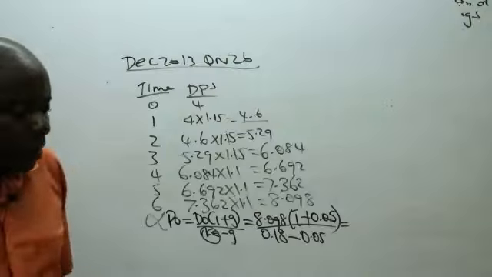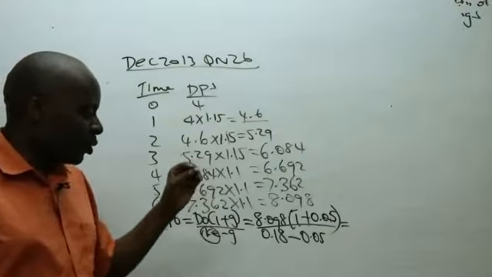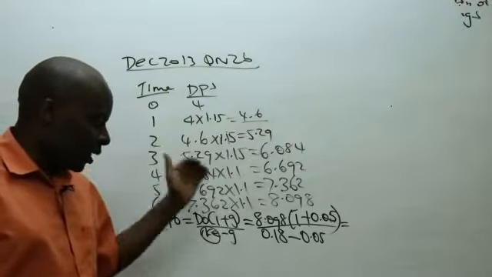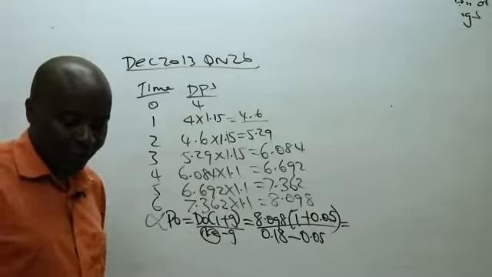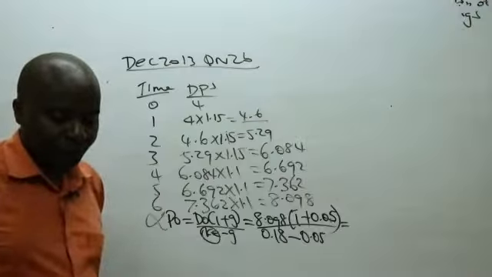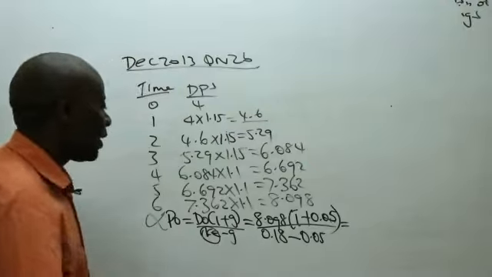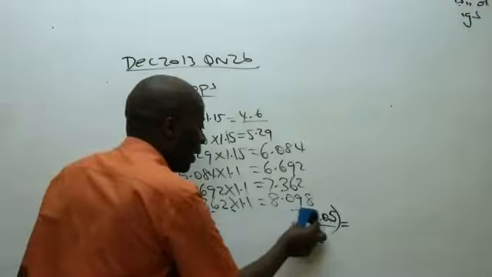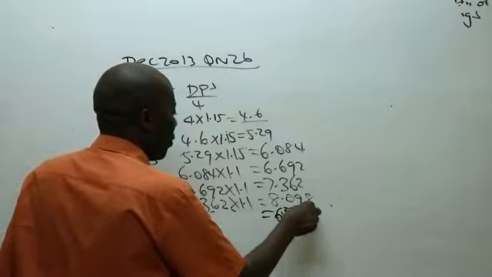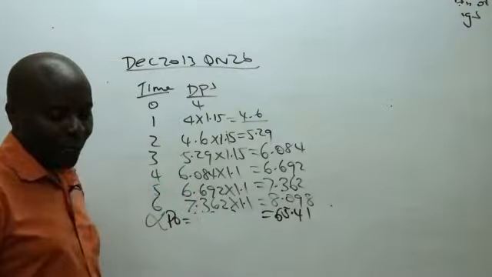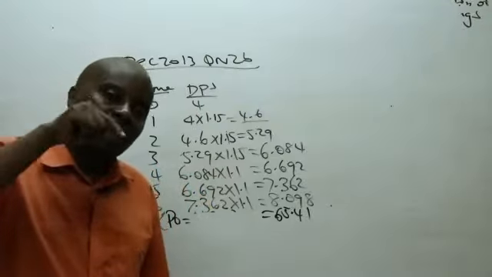Please help me out. I want to see whether there is somebody who will be able to do this nicely. 8.098 times 1.05, store that figure somewhere, divided by 0.18 minus 0.05, store that figure somewhere, give us an answer. So we are able to get 65.41. I can see students getting 65.41, and if you allow me, I'll come and delete this right here. 65.41.